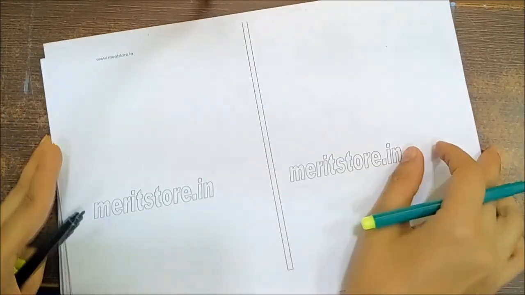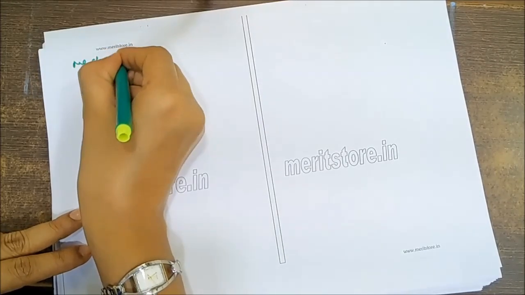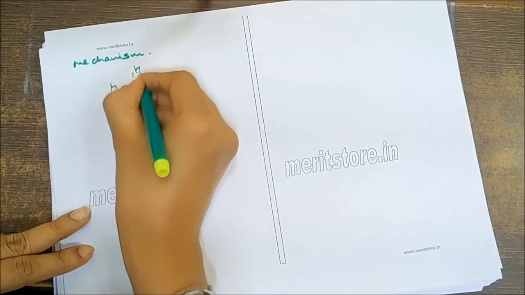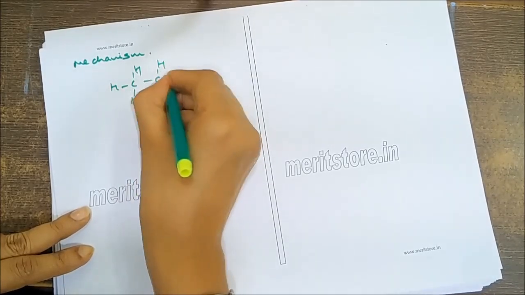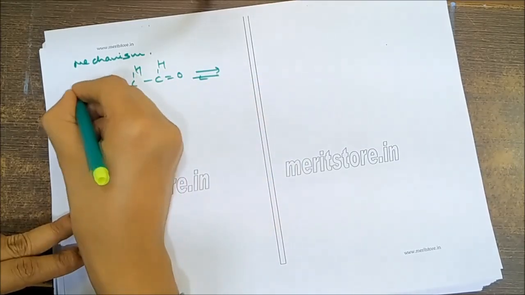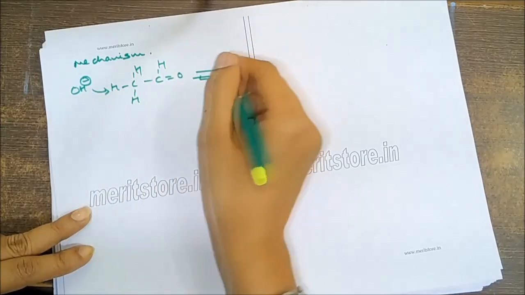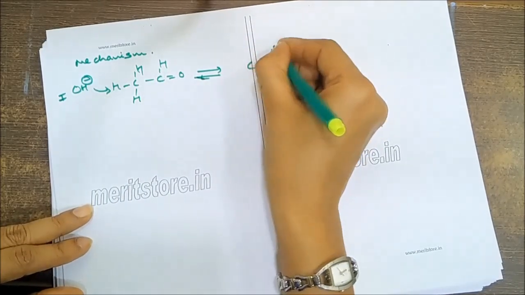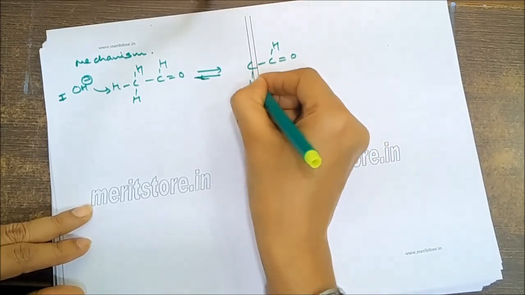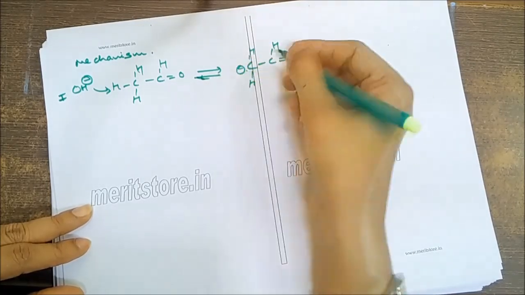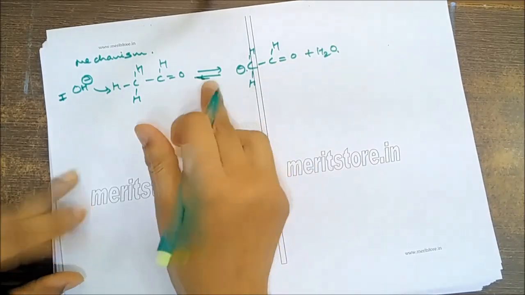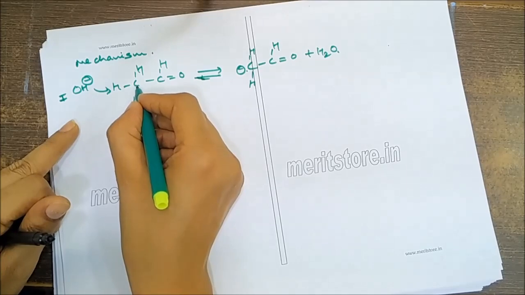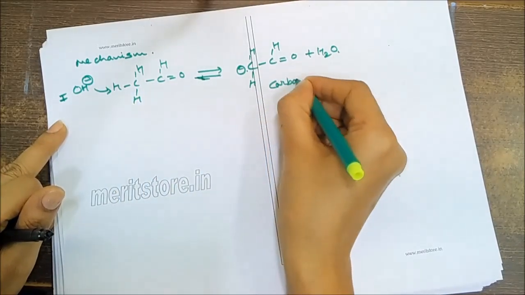Mechanism of aldol reaction. This is our carbonyl compound. The hydroxide ion will attack this. This is the first step, and it will take away this hydrogen from here and make this ion, and water will be removed. Attack of hydroxide to abstract a proton from the alpha carbon, which is attached to the carbonyl group, to form a carbanion.